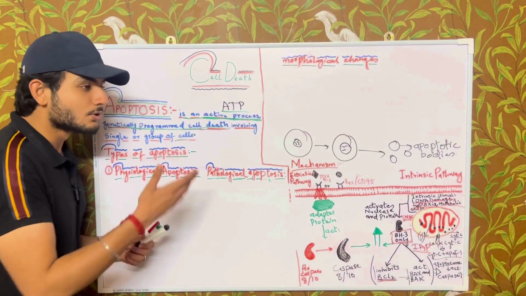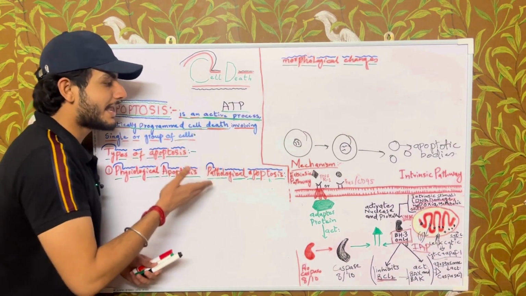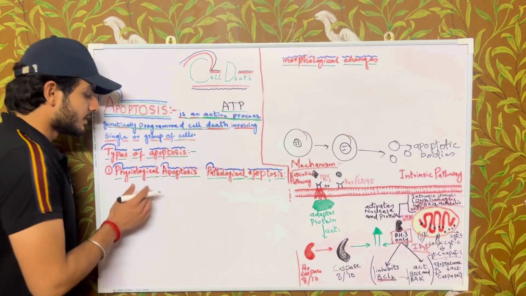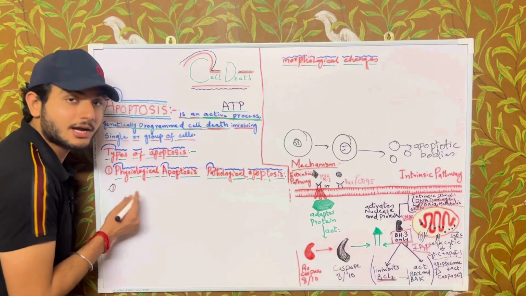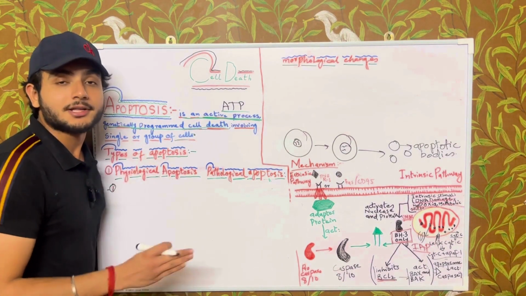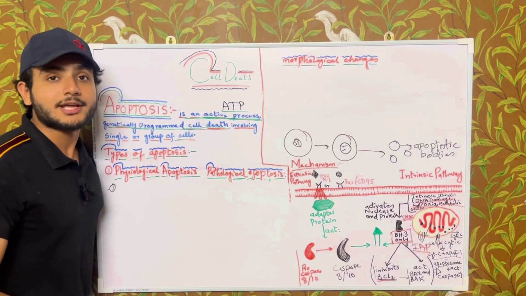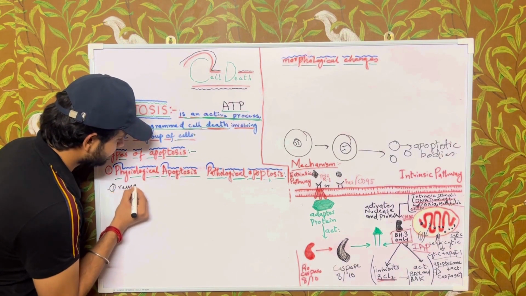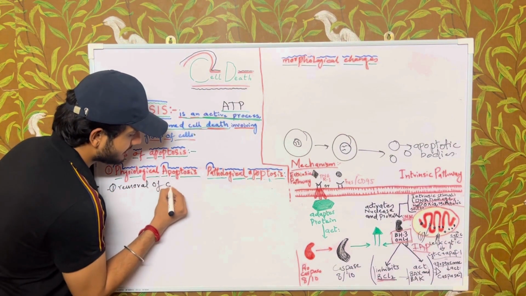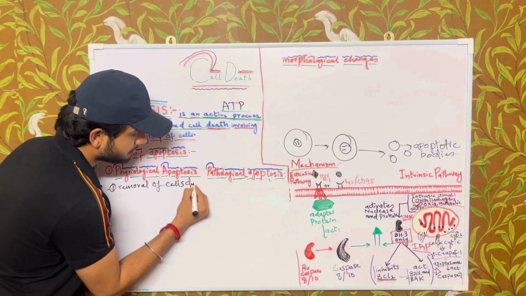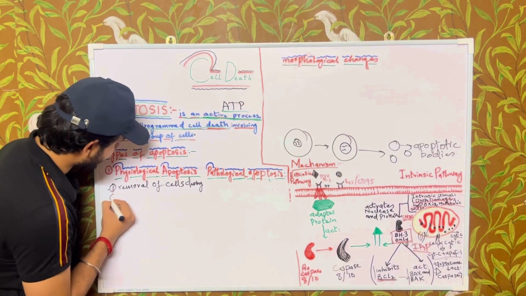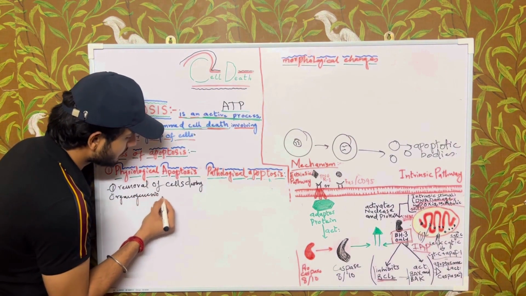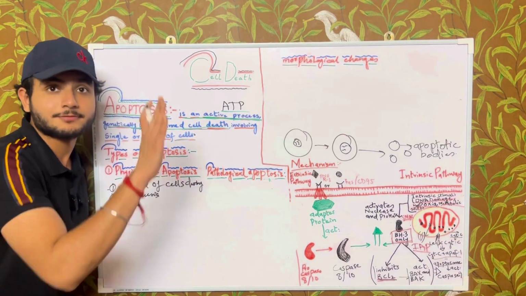Apoptosis could either be physiological as well as pathological. Let's talk about physiological apoptosis first. Physiological apoptosis is involved in the removal of cells during organogenesis or embryogenesis. Okay, so this was the first example of physiological apoptosis.